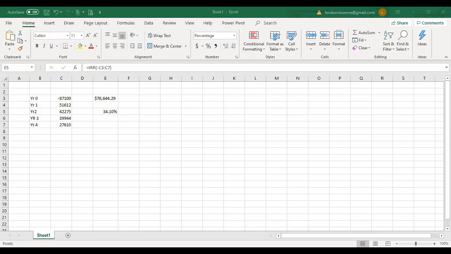IRR in Excel. When in doubt, you know what we do? We Google, right? Internal rate of return. Formula for calculating internal rate of return. I know. Okay.